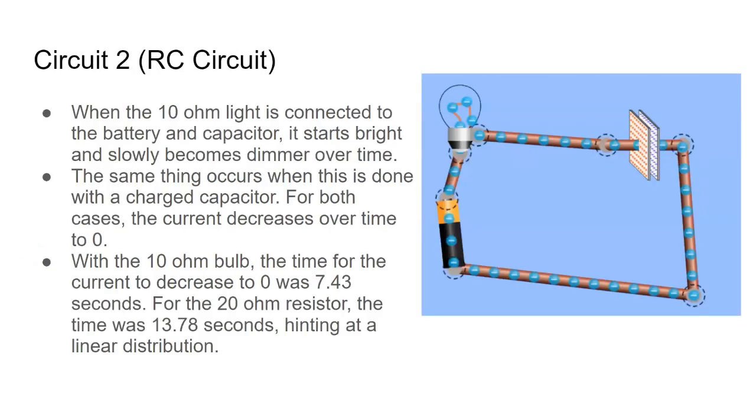So for our second circuit, the RC circuit, we start with a 10 ohm resistance light, a 9 volt battery, and a capacitor. When you connect the system initially, your 10 ohm light is going to light up brightly, and then it's slowly going to dim over time. And if you remove the battery and just use the discharge of the capacitor to power the light, the same thing happens. When measuring this, charging up the capacitor, then removing the battery and having the capacitor power the light, your 10 ohm bulb is going to have a current that decreases over 7.43 seconds. And when you change it to a 20 ohm resistor in the bulb, the time is 13.78 seconds, which hints at a linear relationship.